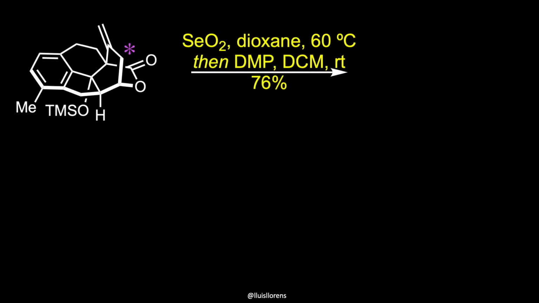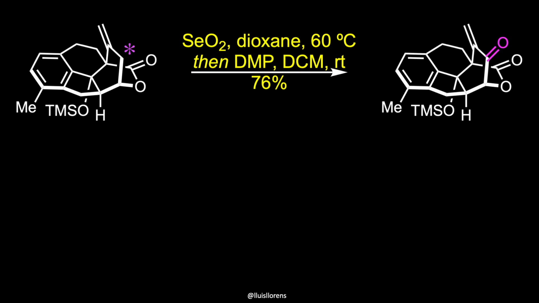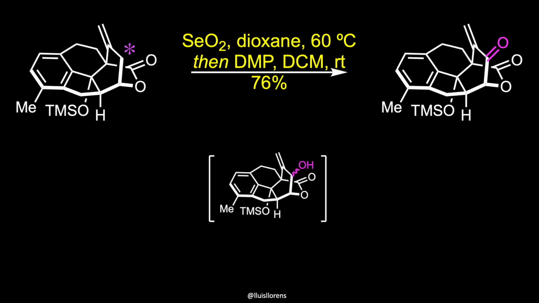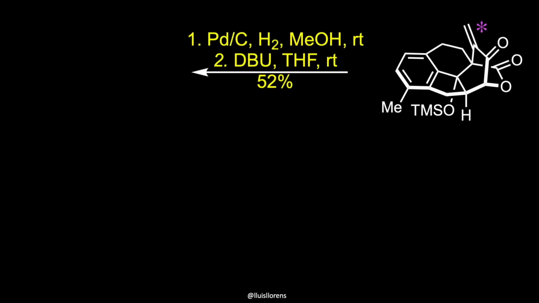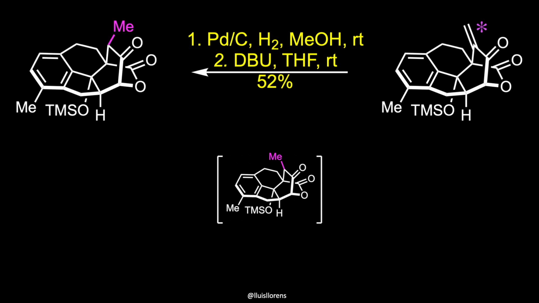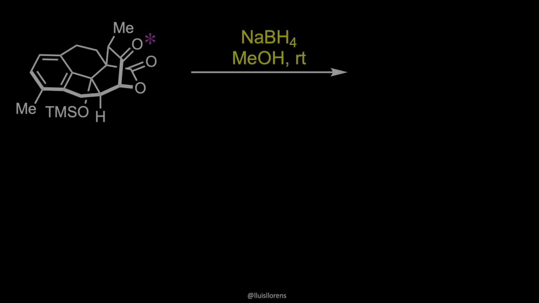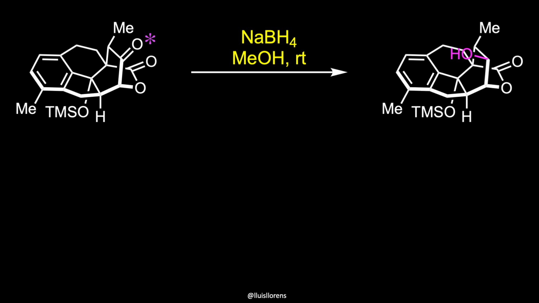The Riley oxidation resulted in the formation of a diallylic alcohol, which was subsequently oxidized to the corresponding enone. Hydrogenation, followed by epimerization of the methyl-bearing stereocenter, gave the desired ketone in two steps. The ketone was then reduced with sodium borohydride to the corresponding alcohol.